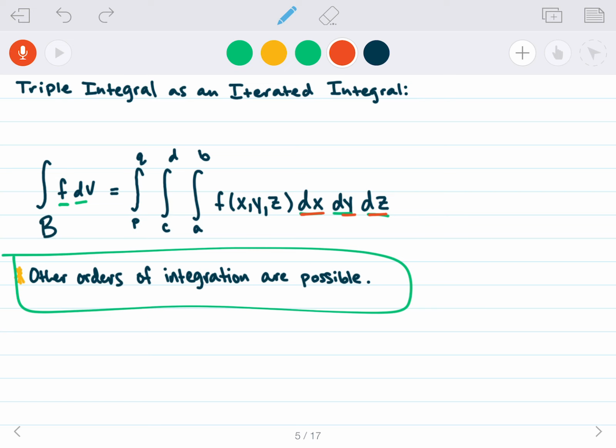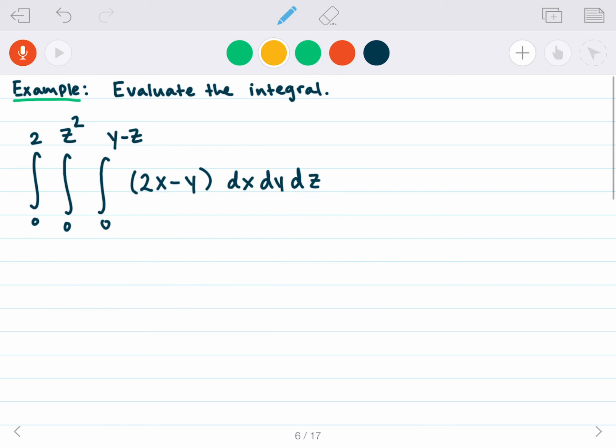You don't have to integrate with respect to x first, and then y, and then z. You just have to make sure that your bounds are consistent with your dx, dy, and dz's. So before we start getting into the meat of the material, which is setting up our own bounds for integrals, let's practice just evaluating some triple integrals with the bounds given.